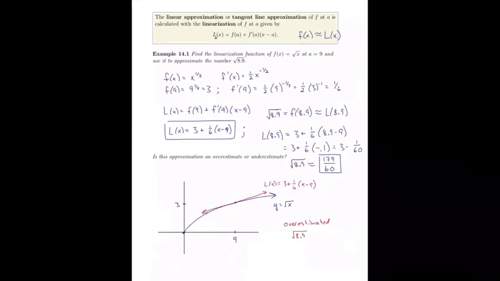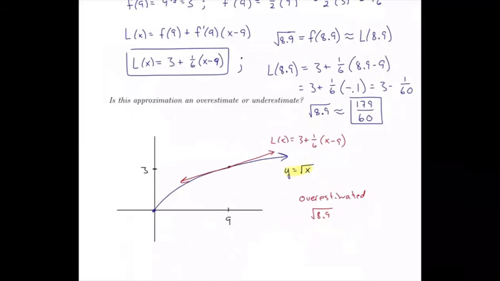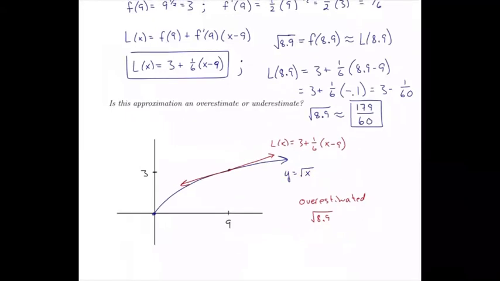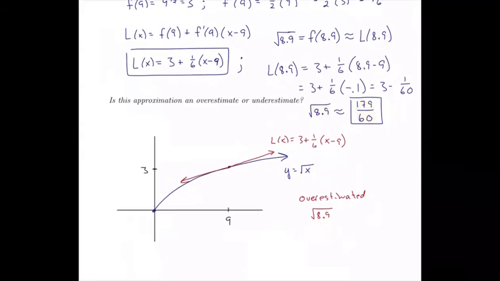So the next question asks, is this approximation an overestimate or an underestimate? Well, the easiest way to answer that is to just have a look at the curve y equals square root of x. Another way to do it would be to calculate what the square root of 8.9 is as a decimal using a calculator, and then you could compare. But there's not really much insight in that. You don't learn much by doing that, but you can confirm my claim, and that might be valuable.